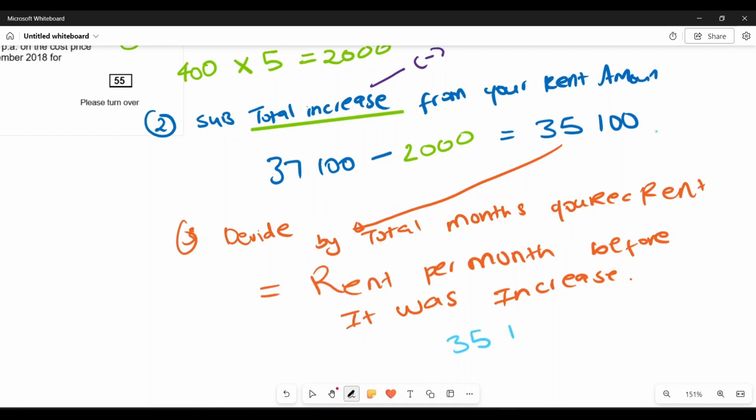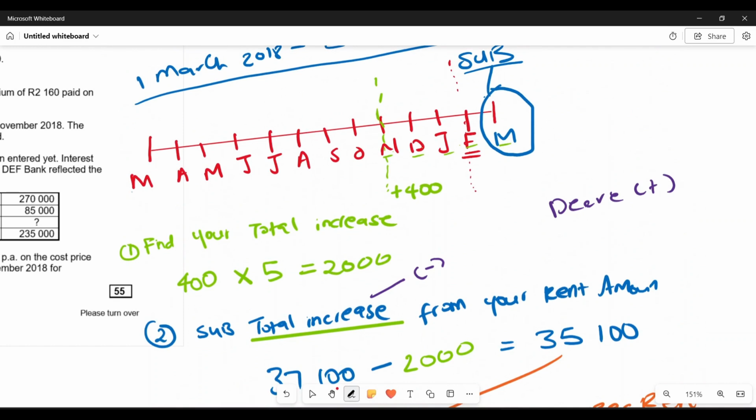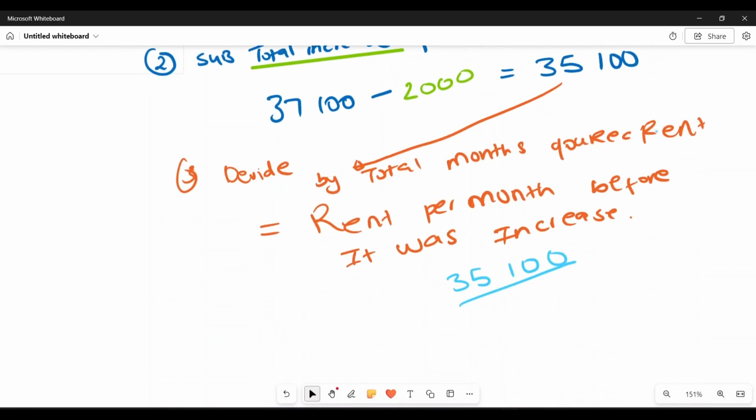So 35,100. Now on my timeline, I'm going to count the number of months I received rent for. I received rent for 1, 2, 3, 4, 5, 6, 7, 8, 9, 10, 11, 12, 13. So I received rent for 13 months. And now 35,100 divided by 13, the rent per month before it was increased, it was 2,700.